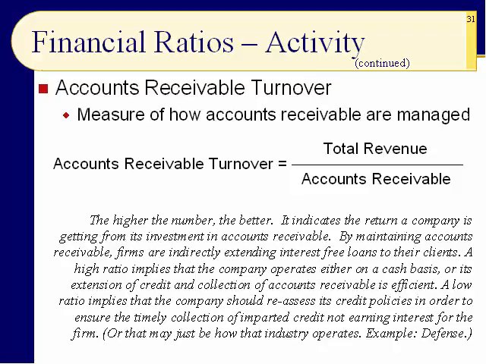A high ratio implies that the company operates either on a cash basis, in which case nobody owes them anything. I want money right now. Or its extension of credit and collection of accounts receivable is efficient. Yes, we want them to pay us quickly. A low ratio implies that the company should reassess its credit policies in order to ensure the timely collection of imparted credit, not earning interest for the firm. In other words, pay up, bums, pay us quickly.